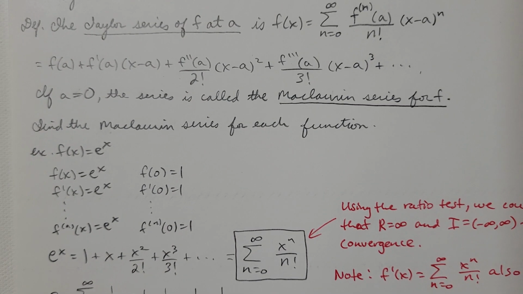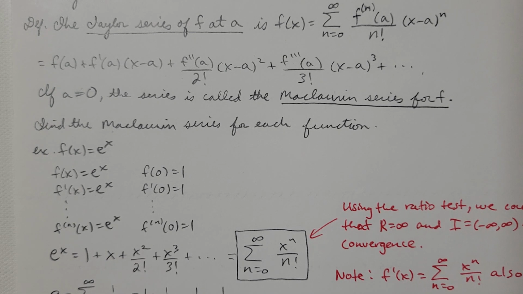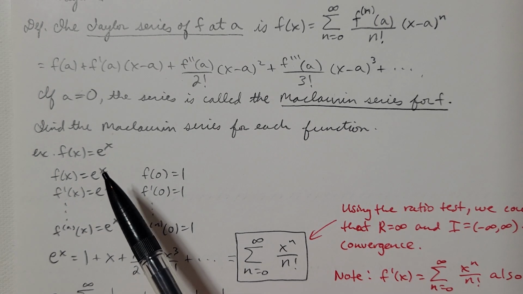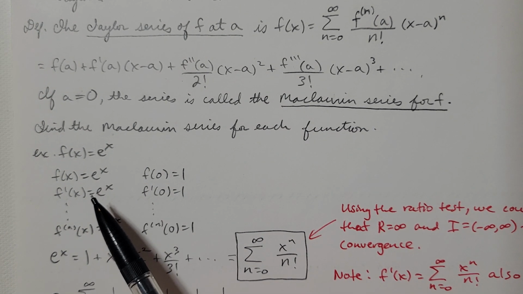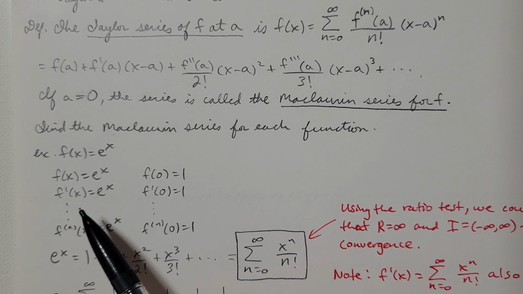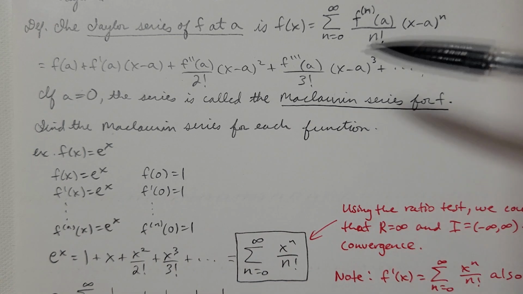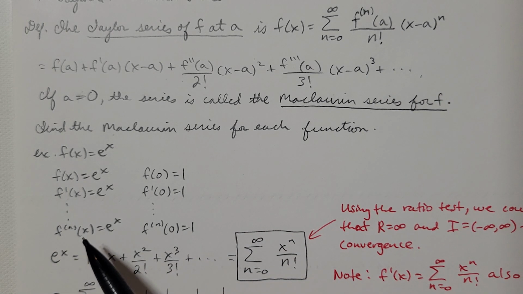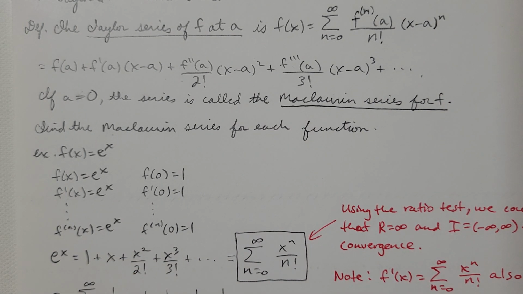You have to know the derivatives. So f of x is e to the x. F prime of x is e to the x. F double prime of x is e to the x. F triple prime of x is e to the x, right? The derivative of e to the x is itself. So the nth derivative of f at x is e to the x.